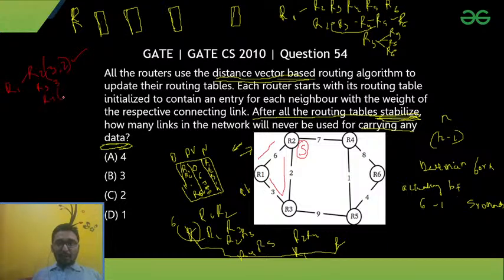R1 to R4, you can see that 5 plus 7 will be 14. Or what you can do is 3 and 9, 9 and 3 is 12, plus 1 is 13.